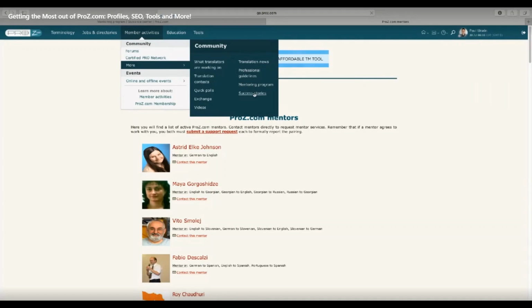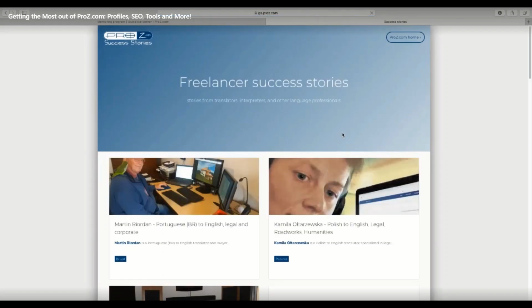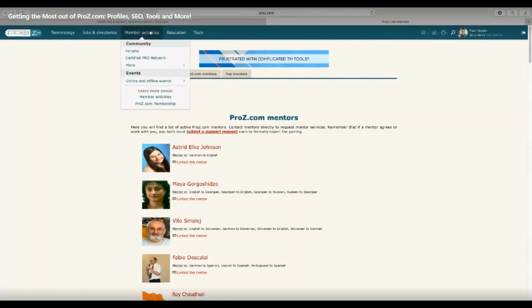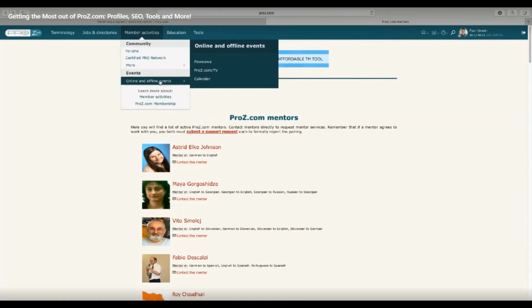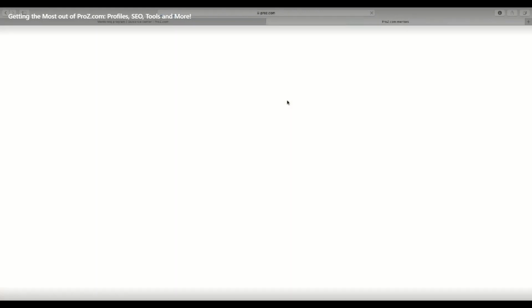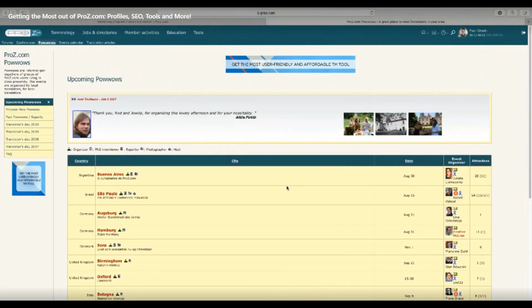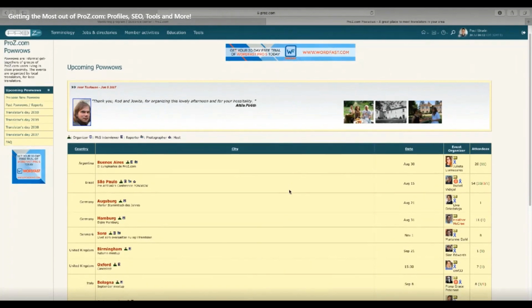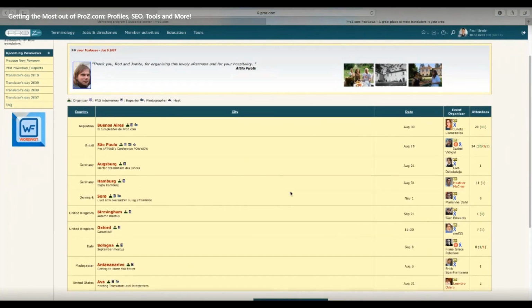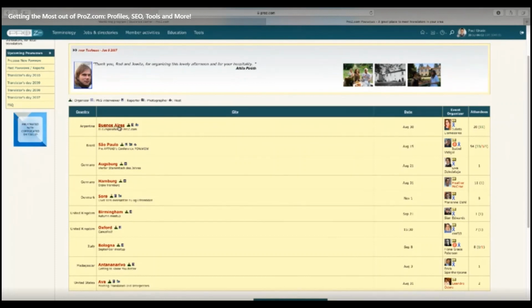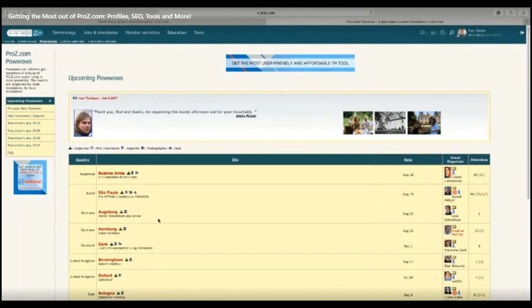There's also the success stories section here. So if you are looking for a little bit of inspiration, then you can read success stories from different translators from around the world. So that's another thing worth checking out there. So back to member activities now. And in this section here on events, I wanted to show you a couple of things. So the first one is the Powwows. Now a powwow is a local meetup of like-minded translation professionals. So online networking is of course fantastic, but there's nothing quite like meeting up with a few fellow professionals in person. So you can see the different powwows or the different local meetups that are set here for Buenos Aires, Sao Paulo, Augsburg, Hamburg, and so on. So if you can find a meetup that is close to you, then why not go along and meet up with some fellow professionals.